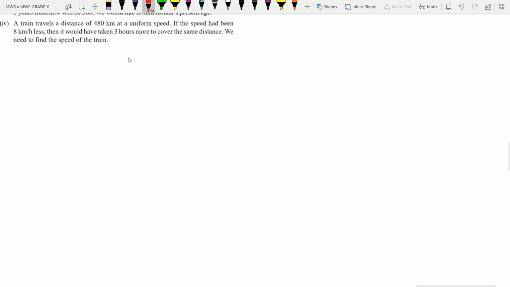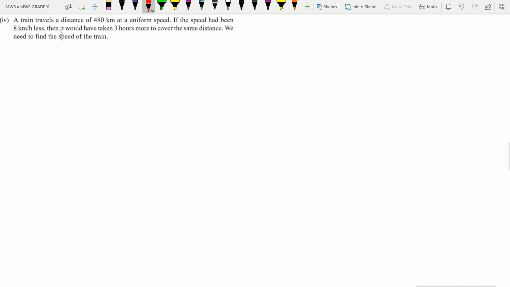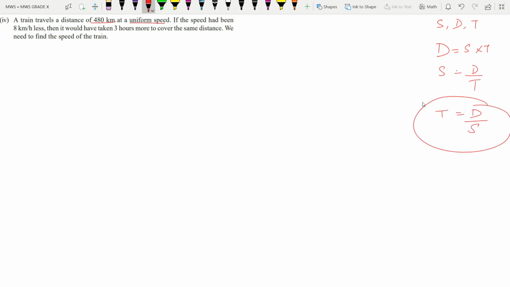In this, a train travels a distance of 480 km at a uniform speed. This question is all about speed, distance, and time. And you know all the formulas. Distance formula is speed into time. Speed formula is distance upon time. Time formula is distance upon speed. This we are going to use in the question.